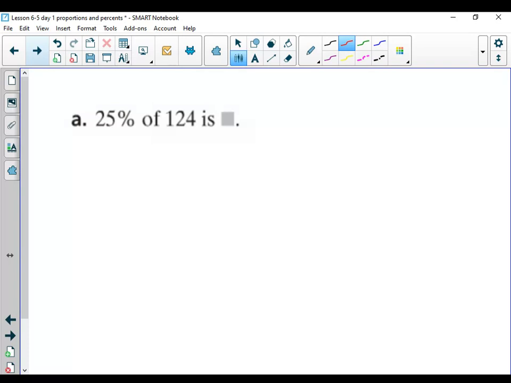So what I usually do is mark up the problem. You could use a highlighter, you could use circles, you could use boxes, whatever. My first markup is going to be 25% of a number and is a number. But it turns out the is is missing. So you can put whatever variable you want there.